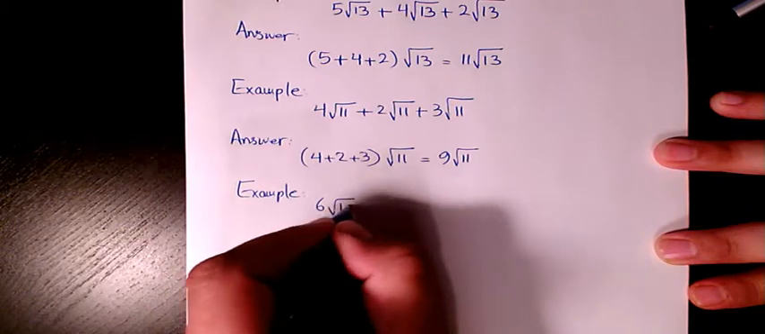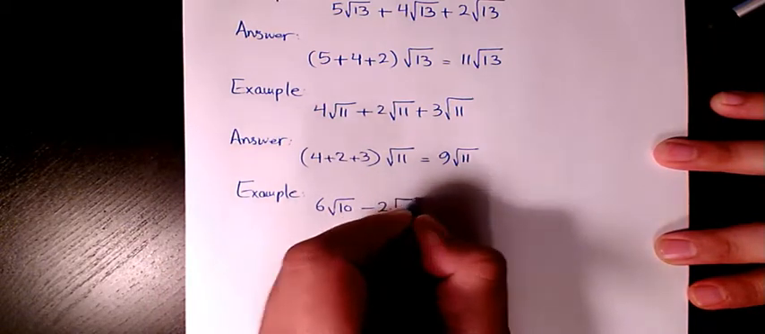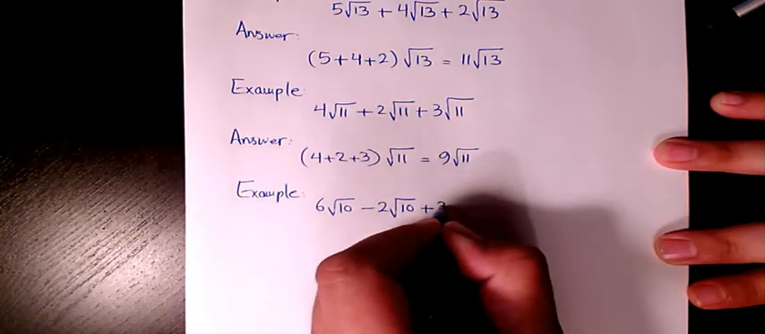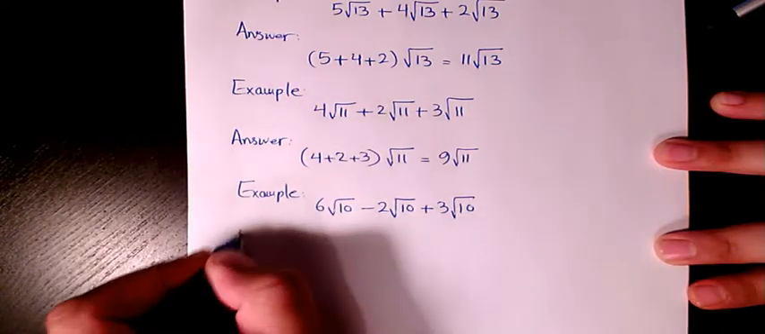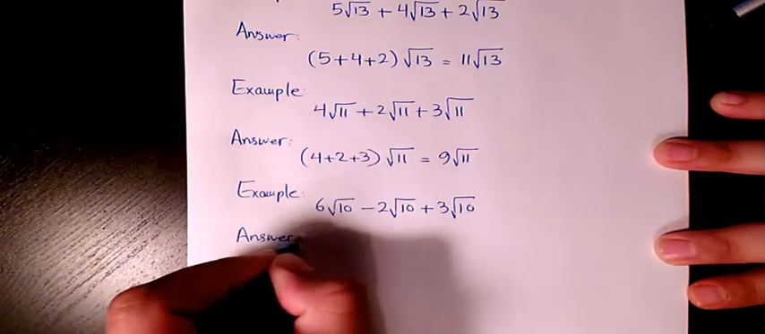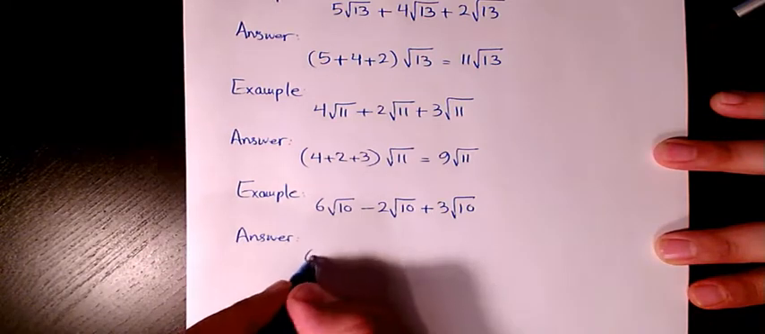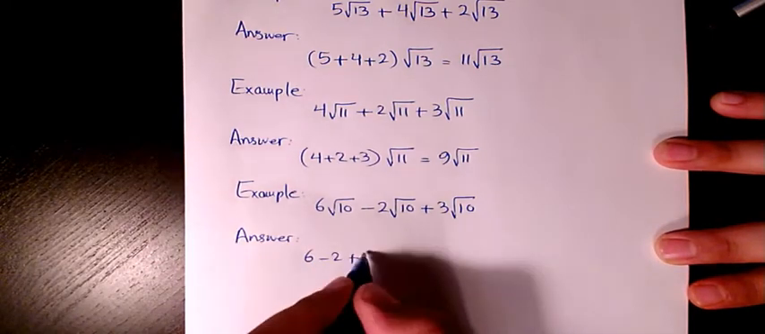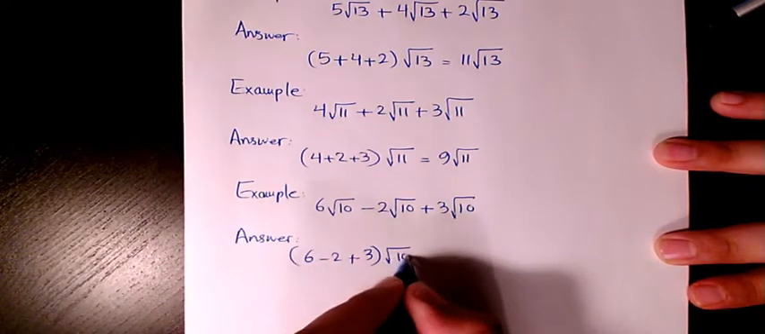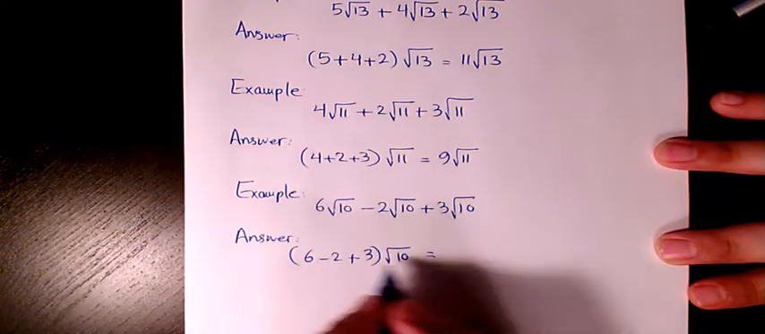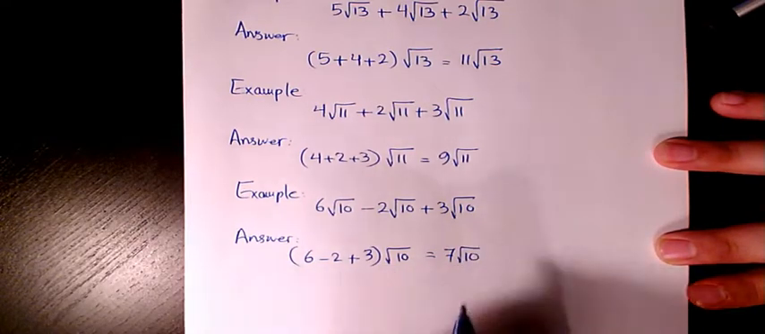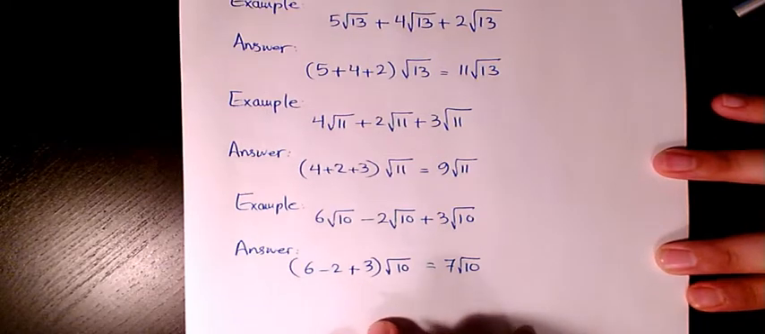6 root 10 minus 2 root 10 plus 3 root 10. Answer is 6 minus 2 plus 3 root 10. 6 minus 2 is 4 plus 3 is 7, so it's going to be 7 root 10. This is the final answer.